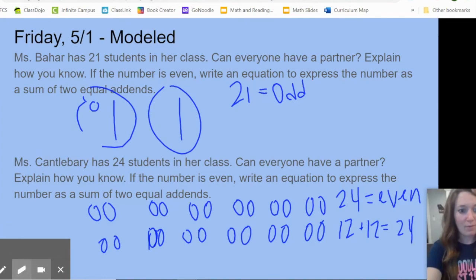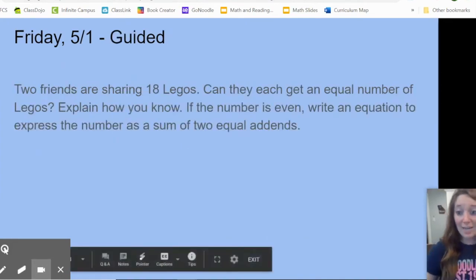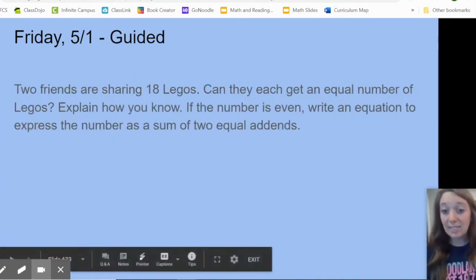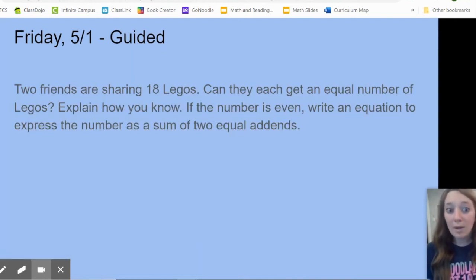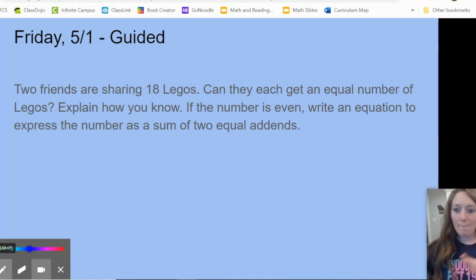All right, time for guided. 2 friends are sharing 18 Legos. Can they each get an equal number of Legos? Explain how you know. If the number is even, write an equation to express the number as a sum of 2 equal addends. Pause. Welcome back. So we have to figure out if 18 is even or odd. First I'm going to make a prediction. I think 18 is even because I know that there's an 8 in the ones place. So I'm going to now prove it.